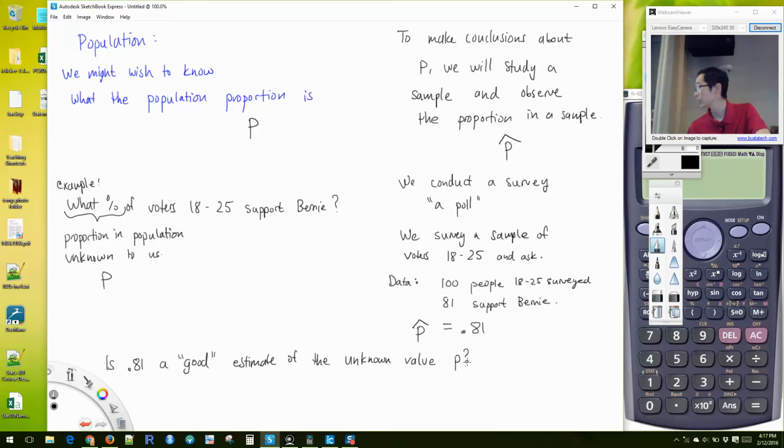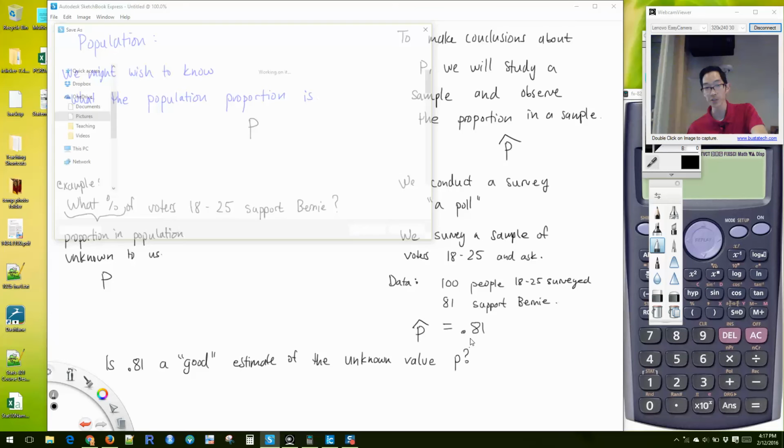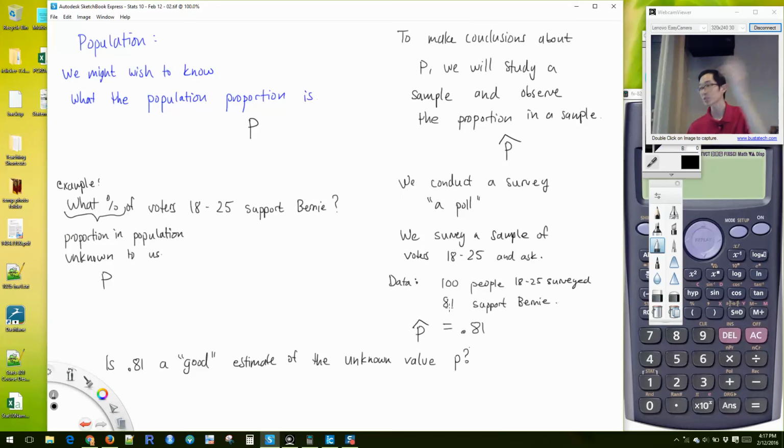Okay, p being the population proportion. This is the all important question, right? You got p hat is 0.81. What is the true value of p, being a percentage of voters 18 to 25 that support Bernie? Okay, this is what we want to know.